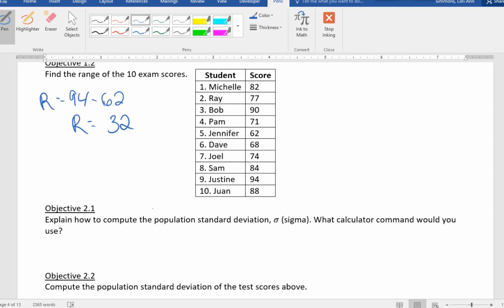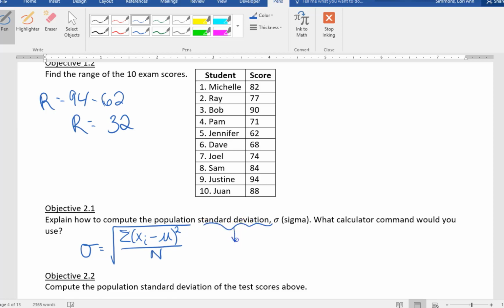Now we move on to standard deviation. So I'll explain how to compute the population standard deviation. What we use is a symbol called sigma. That's for population. So sigma is going to equal the square root of the summation of x sub i minus mu squared all over capital N.